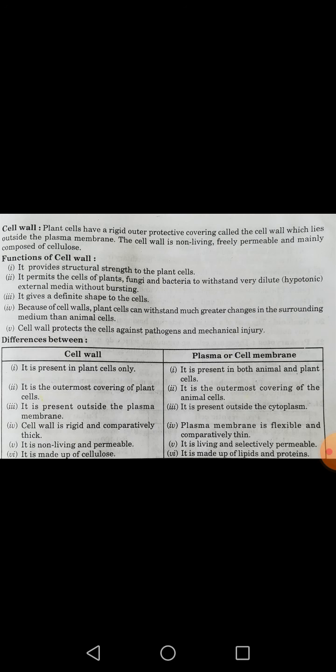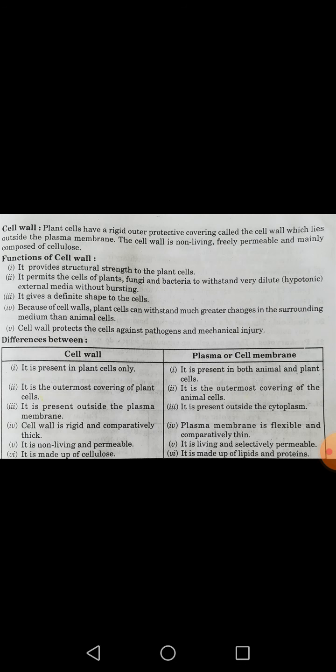Now the third difference, cell wall is present outside the plasma membrane, while the plasma membrane or cell membrane surrounds the cytoplasm, or I have to say that it is present outside the cytoplasm. ठीक है. Now the fourth difference, cell wall is rigid and comparatively thick, while the plasma membrane is flexible. ठीक है, because we have already studied कि it helps in phagocytosis or endocytosis. ठीक है, so it is flexible and comparatively quite thinner than the cell wall.